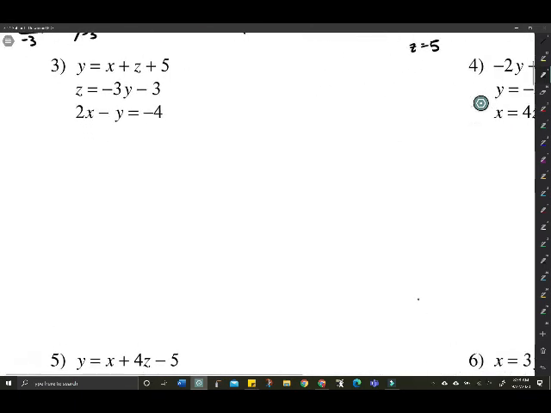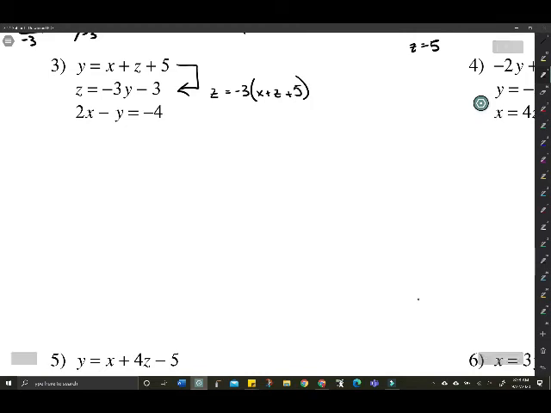Okay, and again, you might do it a little differently, but just try something and go from there. So let's see, y is x plus z plus 5, z is just 3y. Let's go ahead and plug y into z, why not? That makes z equal to negative 3 times x plus z plus 5.